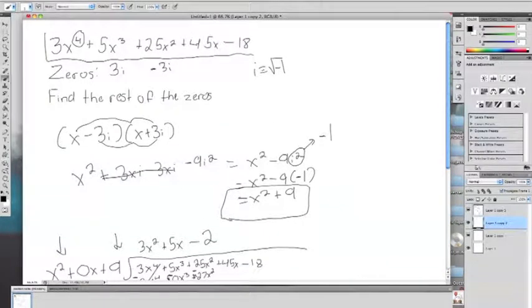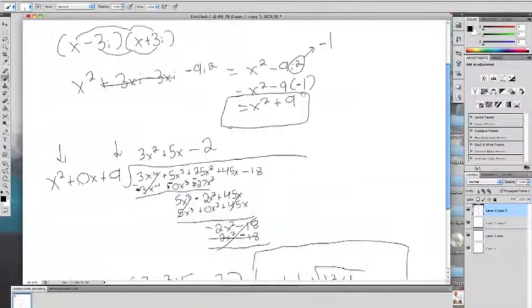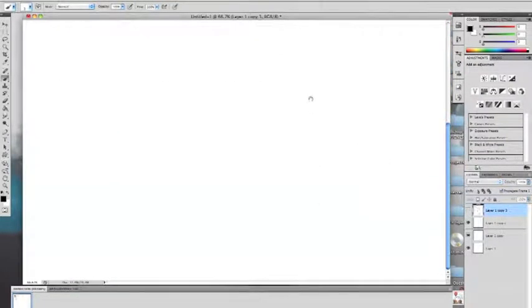So now we quickly go back here and look. We have these two zeros, and after doing the quadratic formula, these two zeros. And those are our answers.